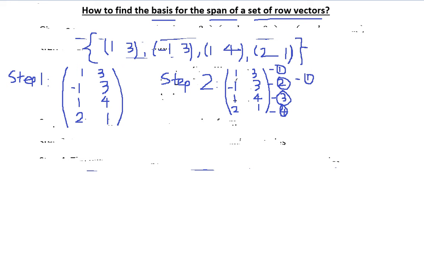Also, to eliminate the 1 entry here, it is minus 1 times row 1 added to row 3. And to eliminate the 2, it is minus 2 times row 1 added to row 4.